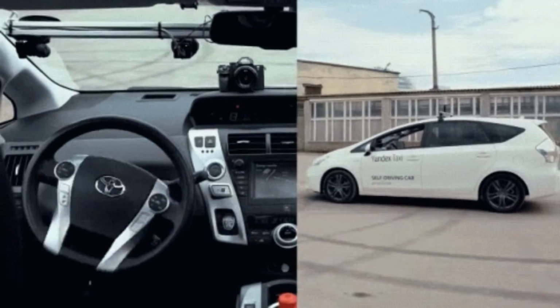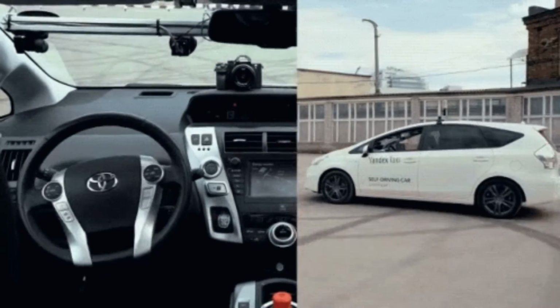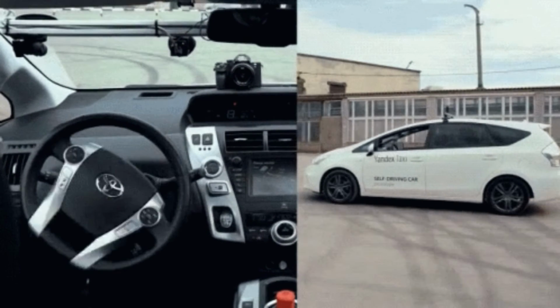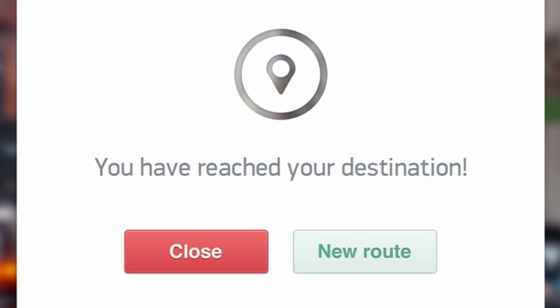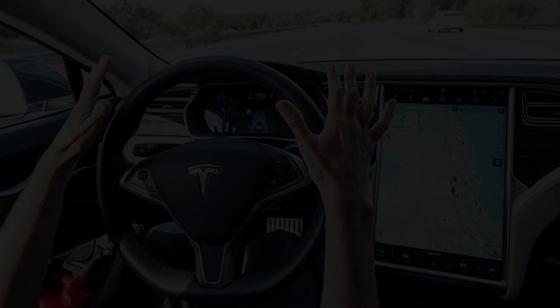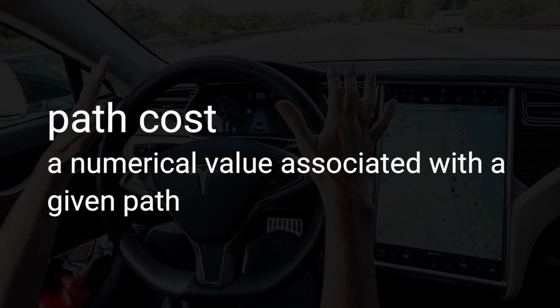Now, the next step is how the AI is going to know when it's done. The AI needs to know when it's found the goal. So the next thing we need to encode into our AI is the goal test, which is a way to determine whether a given state is a goal state. So in our case, for example, the AI knows it reached the goal when it's at the exact position we set as our destination. Now, some problems might have one goal, but more complex problems have more than one goal. Sometimes a computer just doesn't care about finding the goal, but finding the goal well or with a low cost. And so our last piece of terminology is the path cost, which is a numerical value associated with a given path.